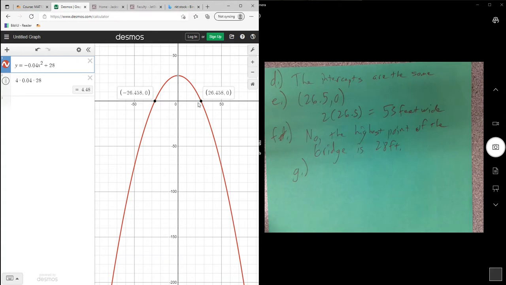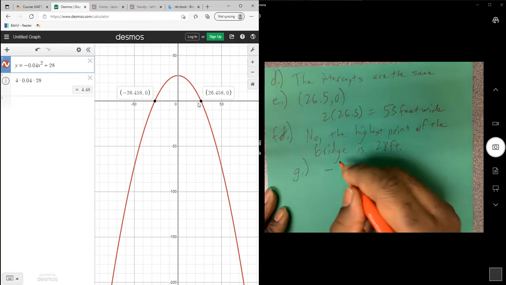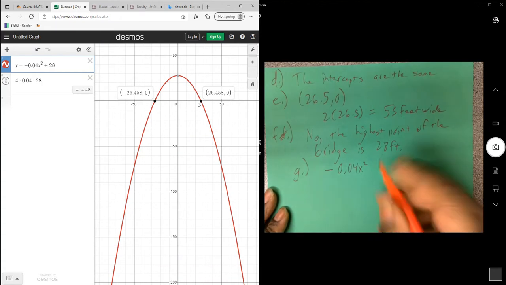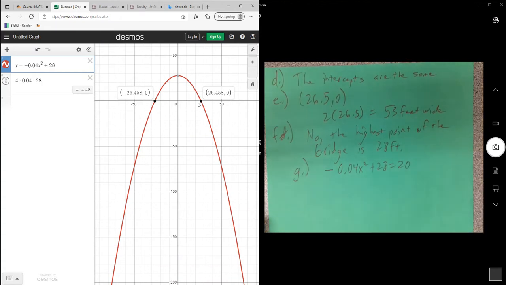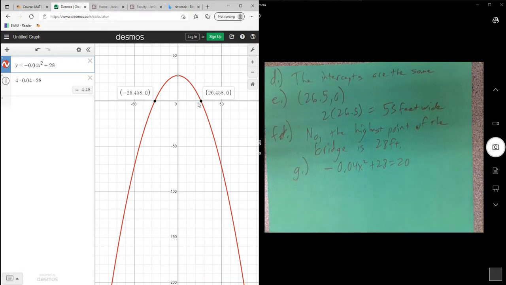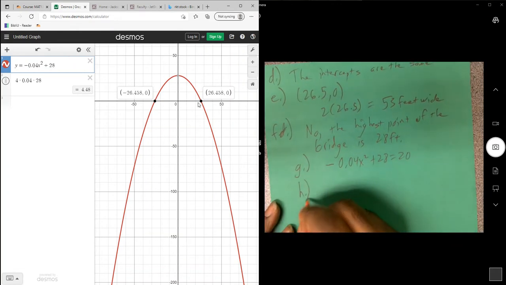20 feet. So we would take negative 0.04x squared plus 28, and it equals 20. Now we're just writing out the equation. They did not ask us to solve it. They just asked us to write out the equation. So the 20 only represents the y value or the f of x. So this would be the equation that you would have.